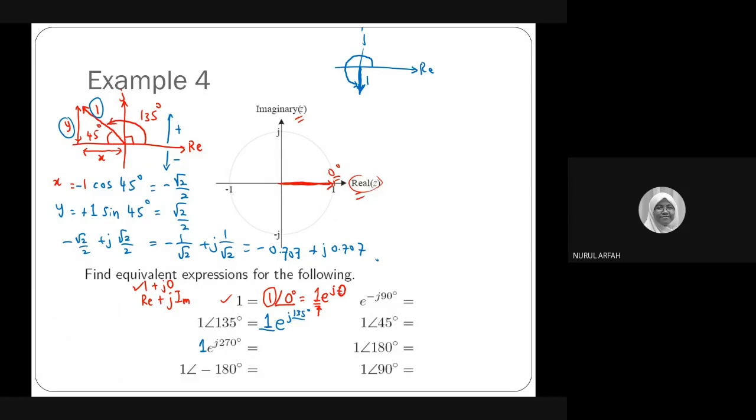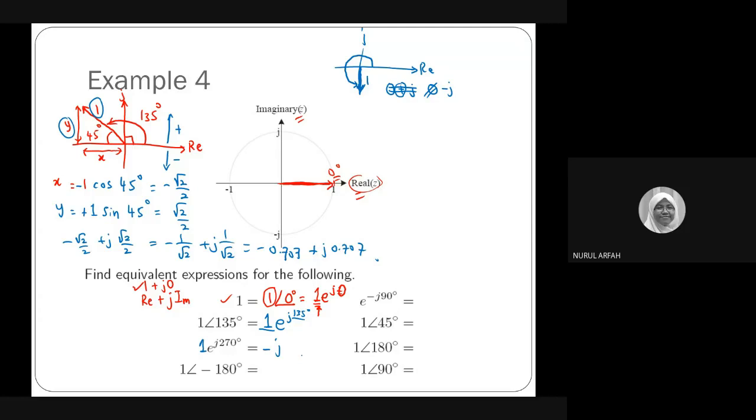Do we have any real axis here for this? No. So 0 real axis. If you want to write it in terms of rectangular form, then this one is 0 plus J. What is that on the left side? Is it a plus or minus? Minus, right? So 0 minus J. Or you don't need to write the 0, so it's only equal to negative J.